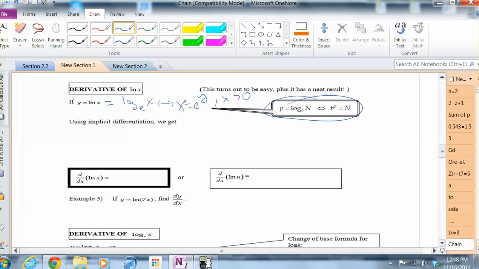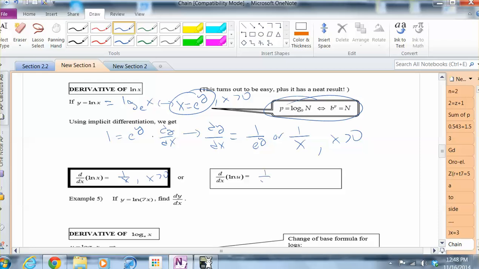So let's say I differentiate this right here with respect to x. I'll get 1 equals e to the y times dy over dx when I'm using implicit differentiation. So dy over dx is equal to 1 over e to the y power. Or, because x equals e to the y power, just 1 over x, given that x has to be greater than 0. Because again, you can't have e, which is 2.7 something, raised to some power and have it equal a negative number. So x has to be greater than 0. So 1 over x when x is greater than 0.